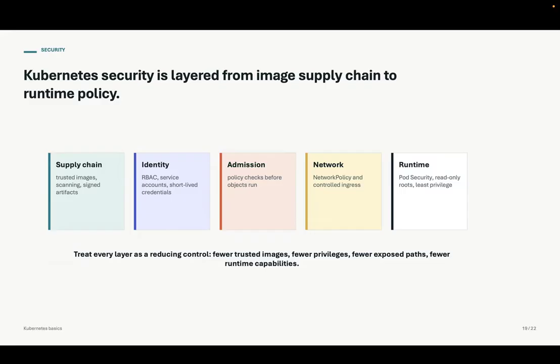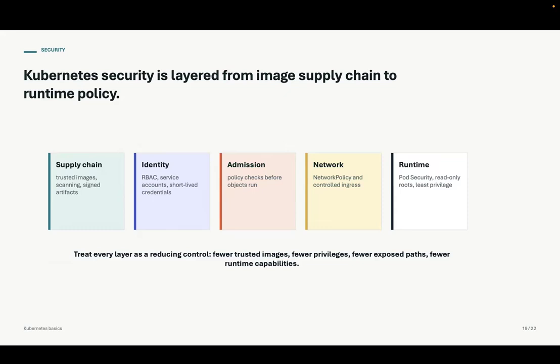There is identity and authorization, which provides a role-based access control mechanism where you define roles and bind them to a specific user, group, or service account. Then there is admission control, which validates the objects before they are stored in the etcd data store, which is crucial to ensure that only accurate objects are stored in etcd.